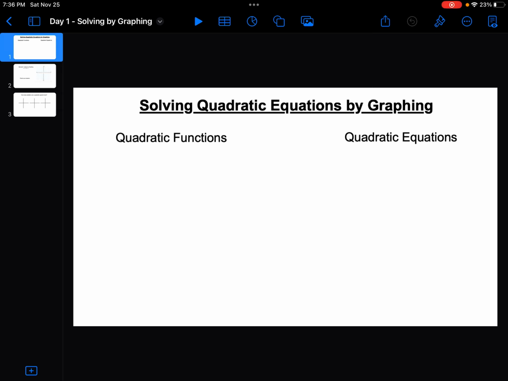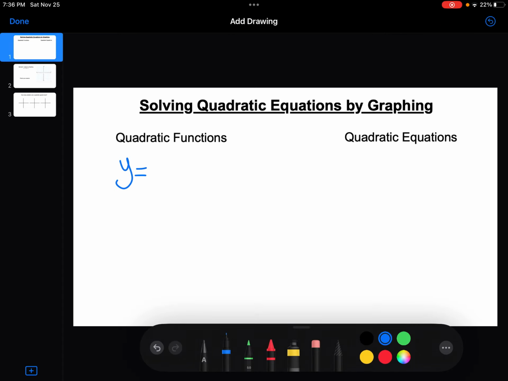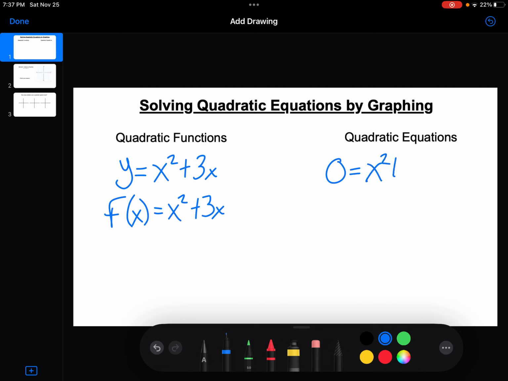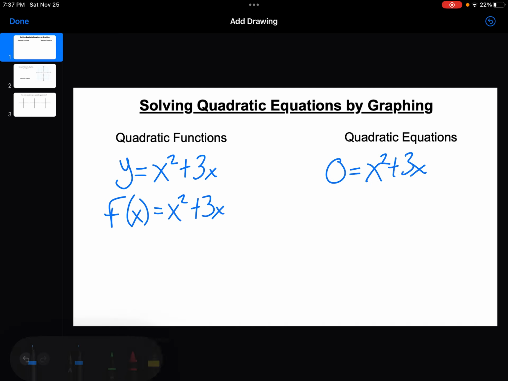Now the difference between a quadratic function and a quadratic equation is a quadratic function would be written as y equals something like x squared plus 3x. Or you could write it as f of x, which we'll get to later, equals x squared plus 3x, where we have the function of x. Whereas a quadratic equation is going to be something like 0 equals x squared plus 3x. Okay, it's given, we can actually now solve for those x values because the 0 is there.